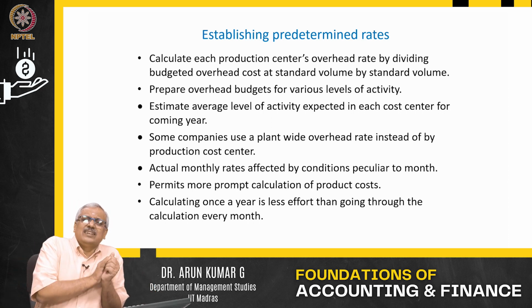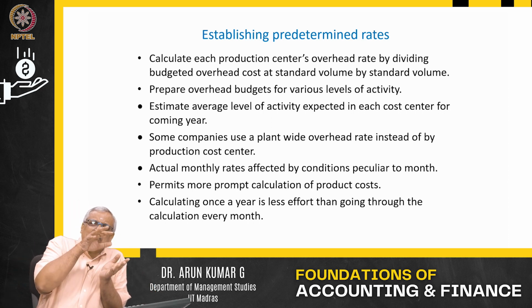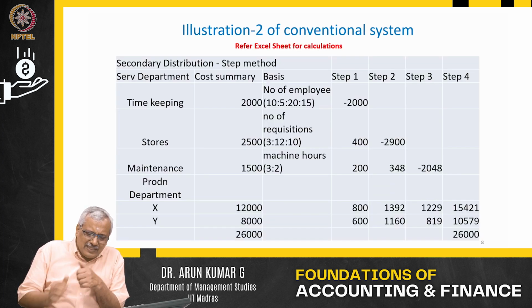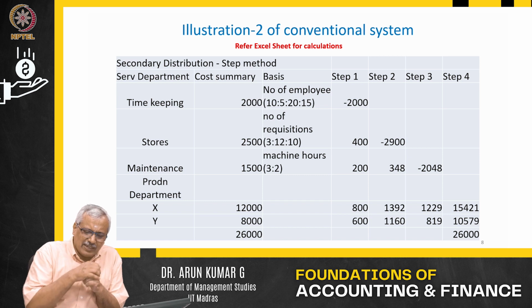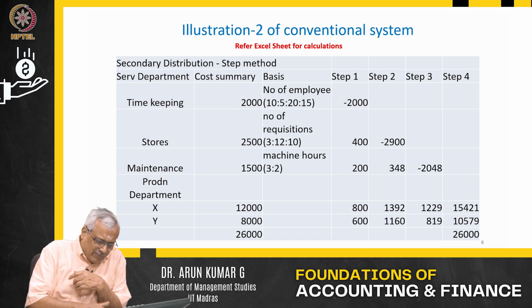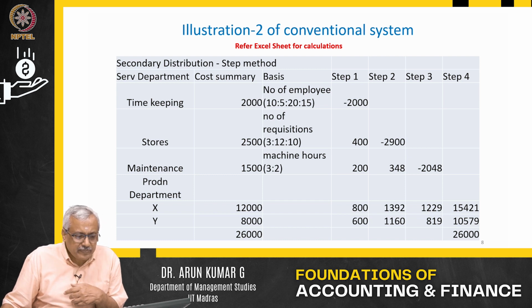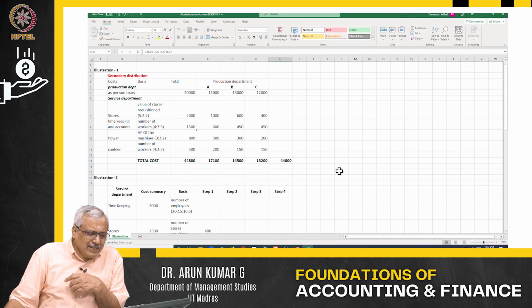Based on this, what happens? We establish a predetermined rate. Now, we saw in this particular case out here, we see this. What happens in this particular case? We can work out some basic ratio based on this Excel.